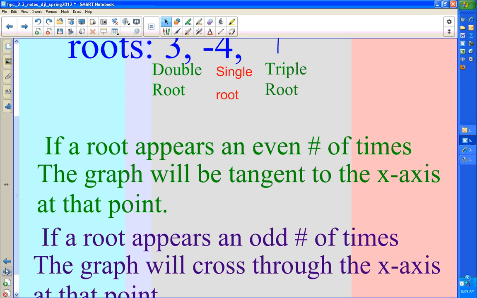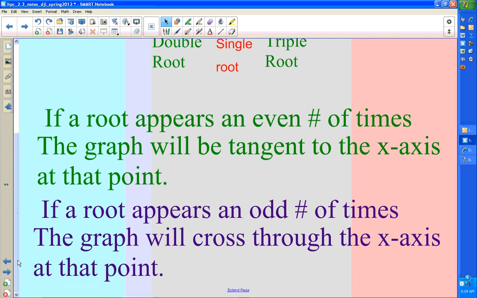If a root appears an even number of times, like a double or a quadruple, the graph is going to be tangent to the x-axis at that root, at that point. That means the graph will bounce on an even root. It will not cross through the x-axis. It'll go up and hit the ceiling and then bounce back down, or it'll come down to the floor and then bounce right back up. It can't cross through with an even root. A double, a quadruple, and so forth.